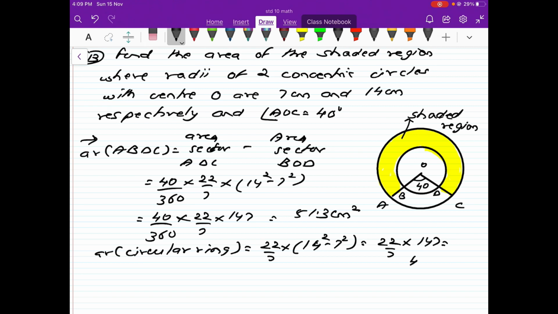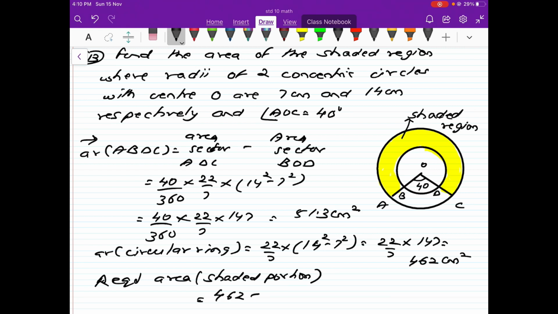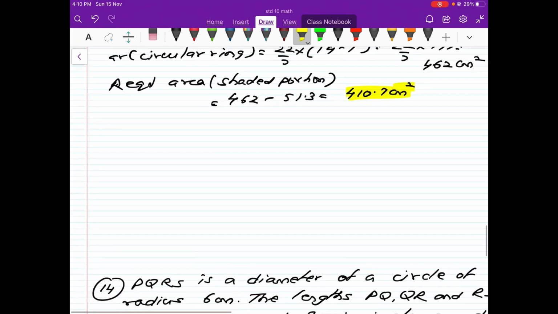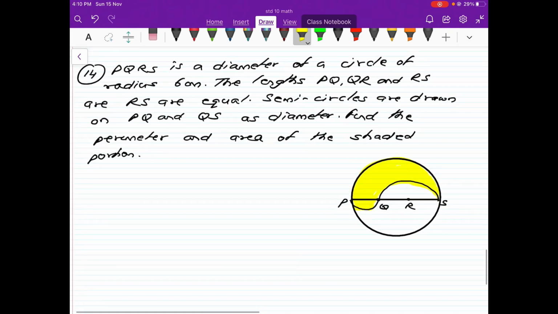Now what we have to do is, from the full circular ring we have to subtract this ABCD because that ring is broken here. So the required area of the shaded portion is the area of the total ring, which is 462, minus the area of ABCD only, which is 51.3. So we are getting 410.7 centimeter square. So this is the required area.